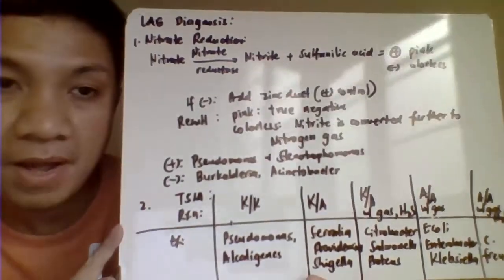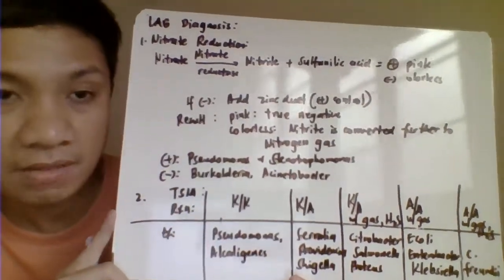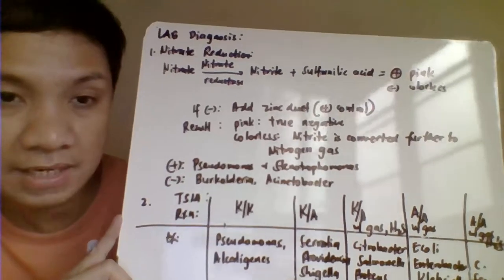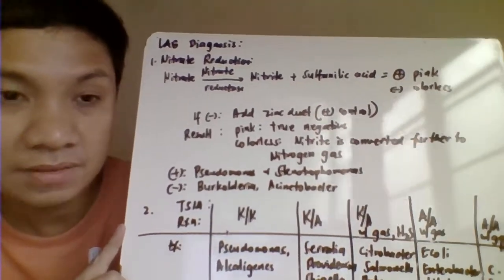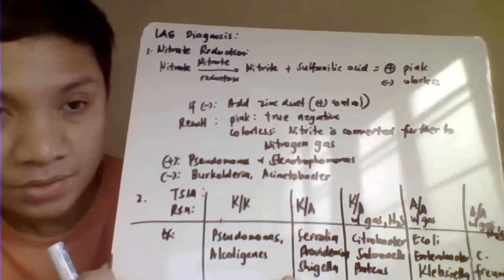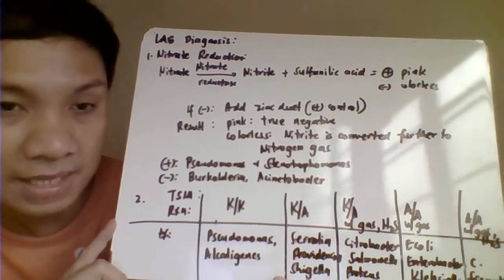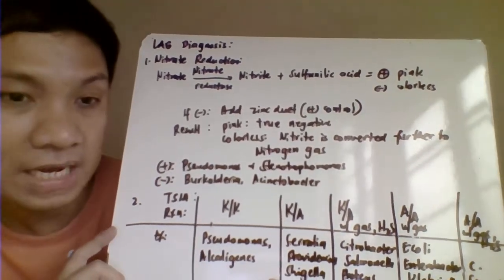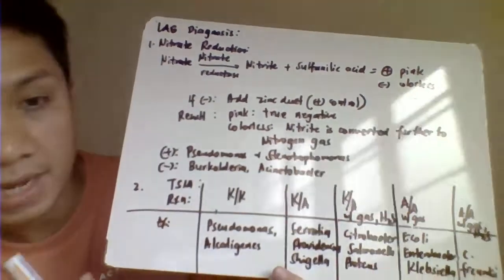Okay, then we have here the biochemical reactions for identification of our different species. The first one, we have your nitrate reduction. So nitrate reduction will identify the presence of the enzyme nitrate reductase. So with the enzyme nitrate reductase, it reduces your nitrate to your nitrite. Then you add your sulfanilic acid, will give a pink na color. So positive is pink, negative is colorless.